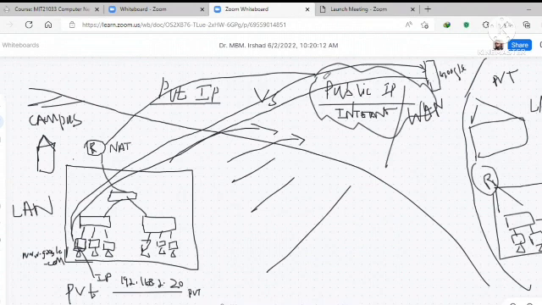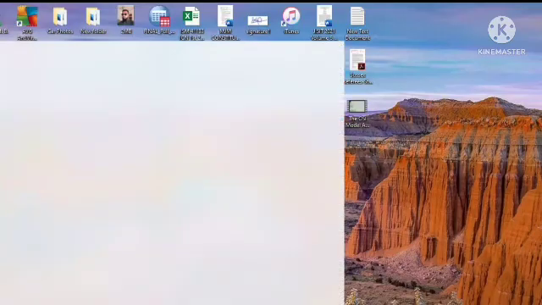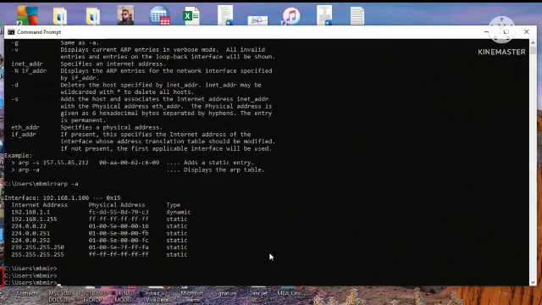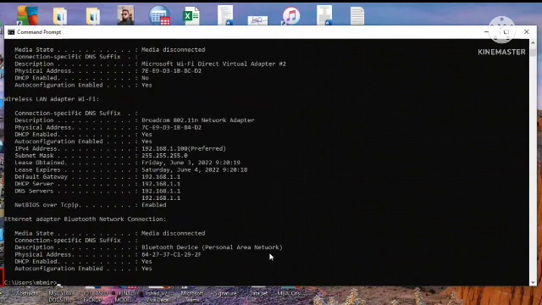I will show you a very good example now. Let me open my command prompt. Let us check what is my IP. ipconfig. Let us see what is my IP address. 192.168.1.100. Make a note of it.